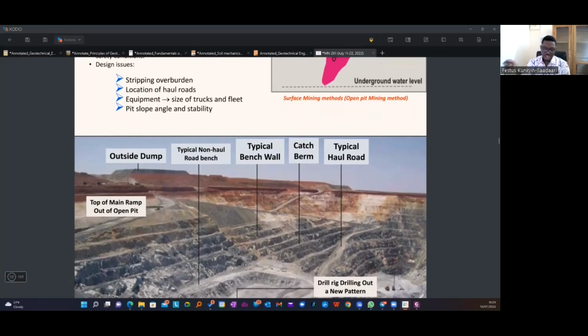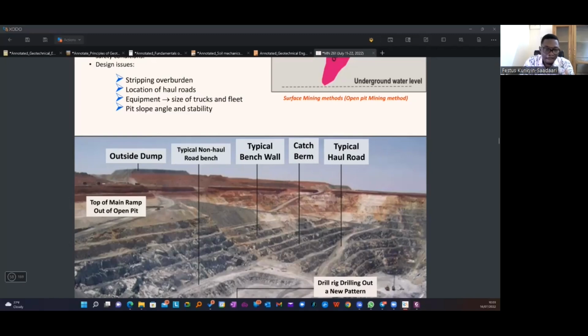So what are the design issues we come across when we are dealing with open pits? We strip overburden, how to locate our haul route, the equipment, and then the sizes of the truck and the truck fleet or the excavators we are going to use. And again, another challenge we come across when we are dealing with surface mine is the pit slope angle and how stable it is going to be.